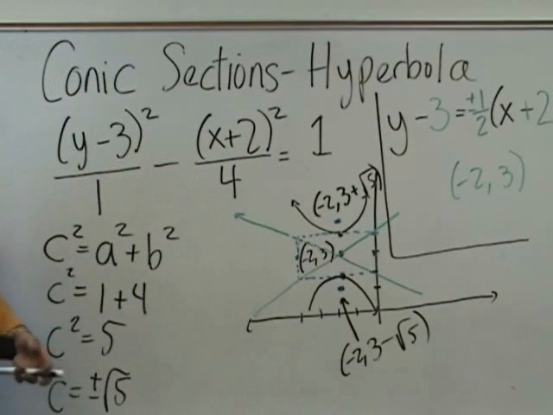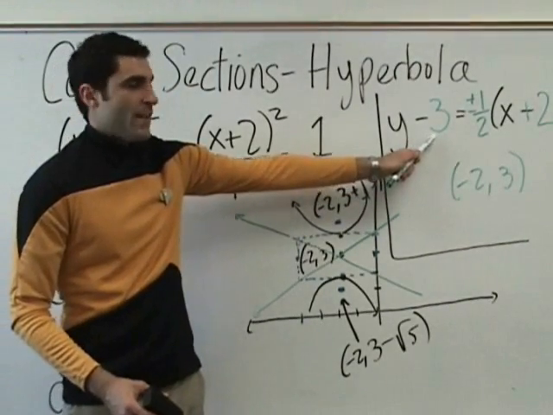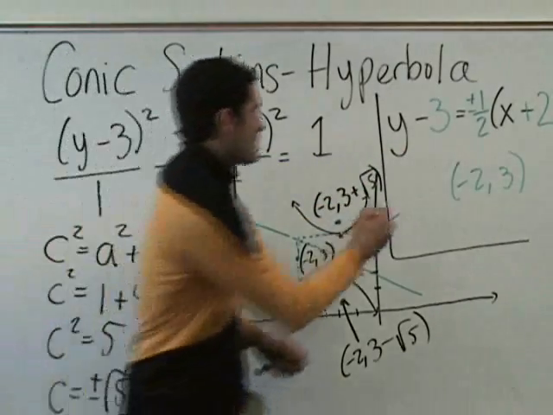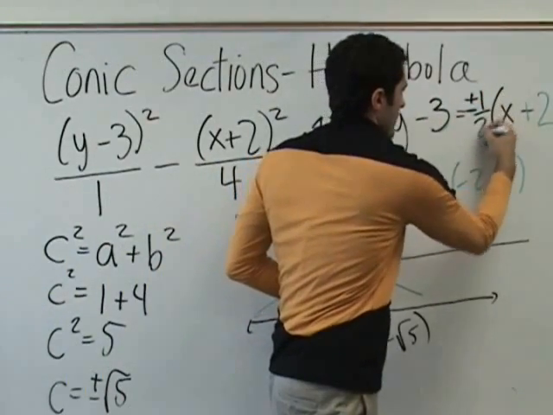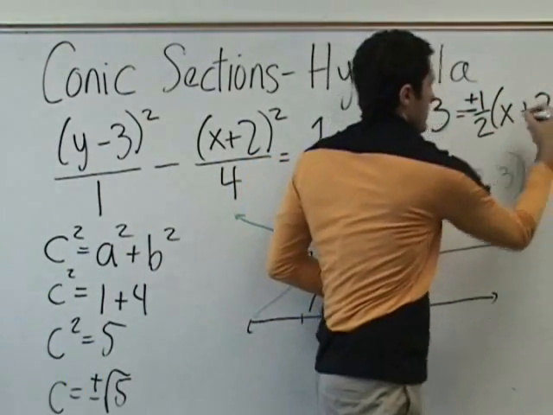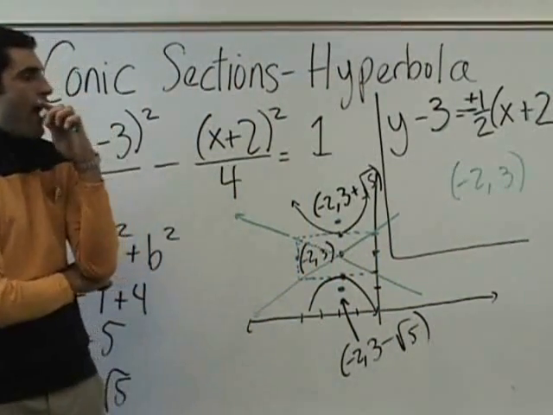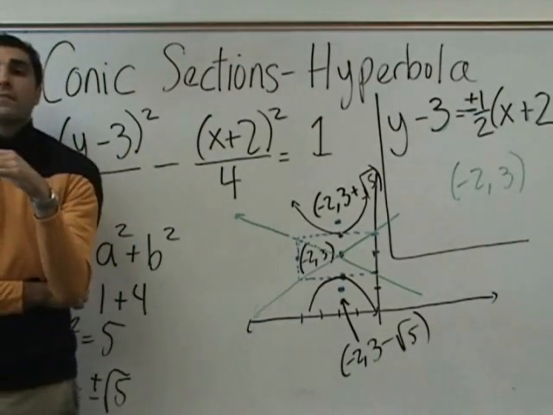So do you want us to solve for y? Would we add 3 to both sides? Not necessarily, no. It doesn't matter at this point. These are the equations of the asymptotes, right? So 3 minus 1/2. Quick question: is negative 2, 3 a point that the asymptote lies on?